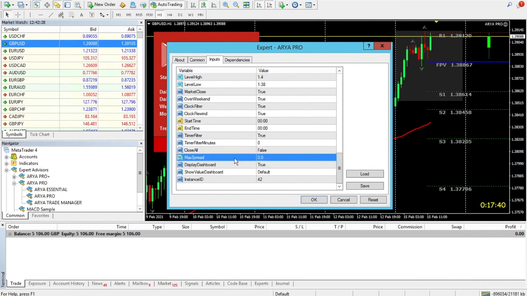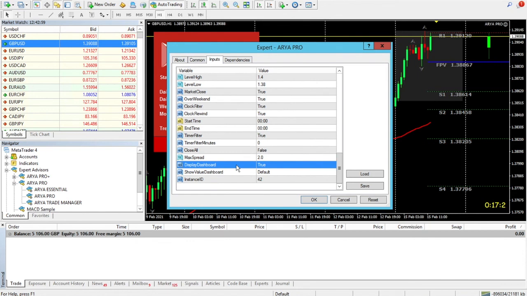Use the max spread parameter to choose the maximum spread of an asset, which is the difference between the bid and ask price, in which ARYA can take a position. For example, if the max spread is set at 2 and the current price spread is set at 2.1, then ARYA cannot take a position.